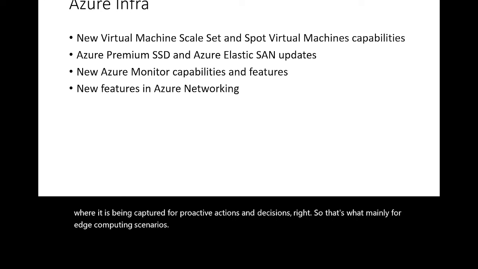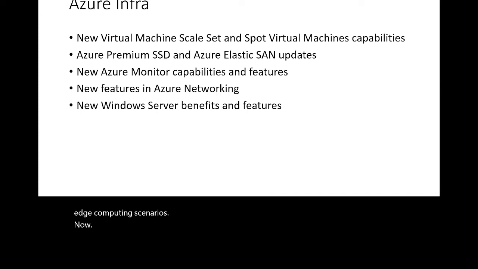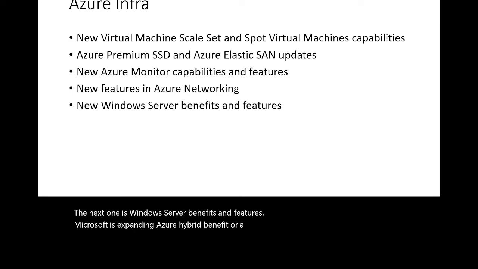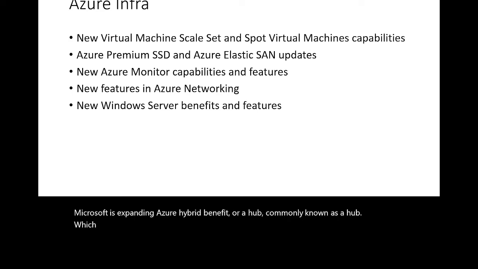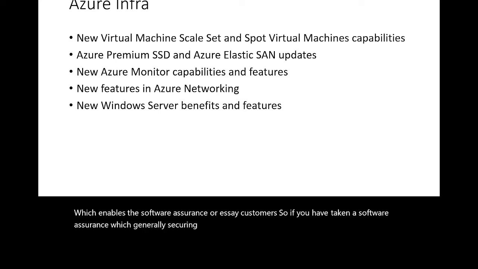Now, the next one is Windows Server benefits and features. Microsoft is expanding Azure Hybrid Benefit, commonly known as AHub, which enables the Software Assurance or SA customers. So if you have taken Software Assurance, it's generally securing your licenses for 3 years, and if there is an upgrade, you get it for free, and all these things are part of the Software Assurance license.